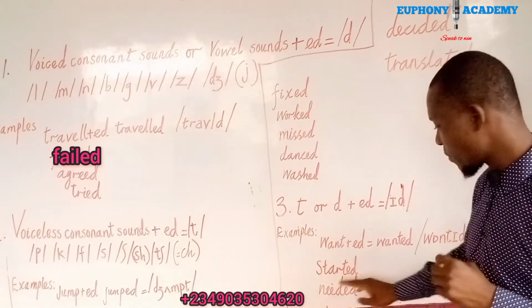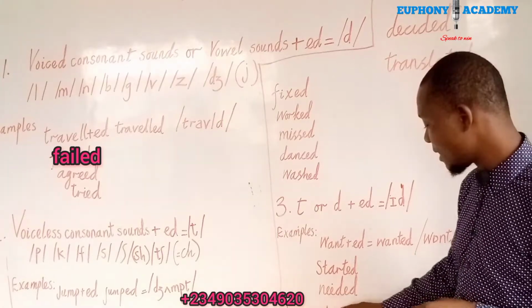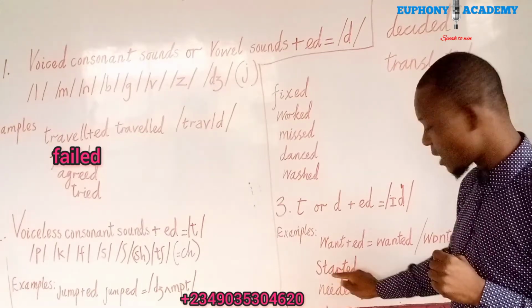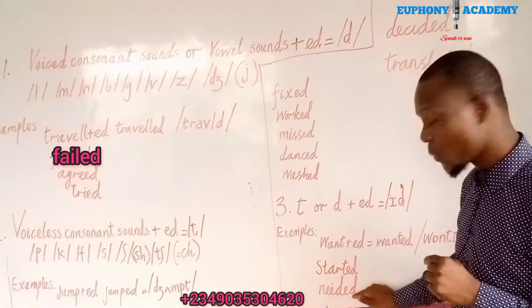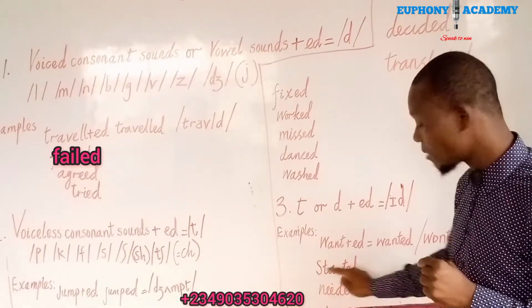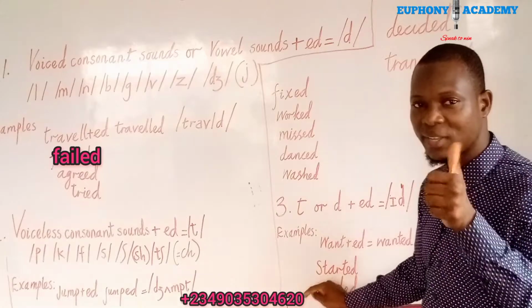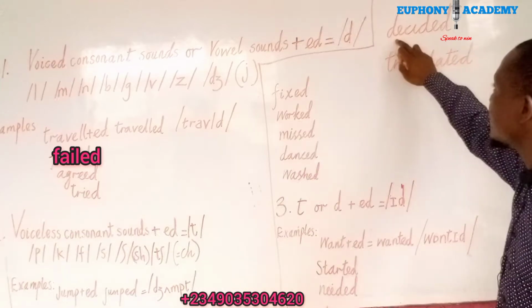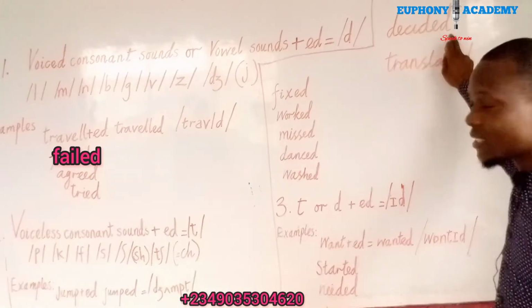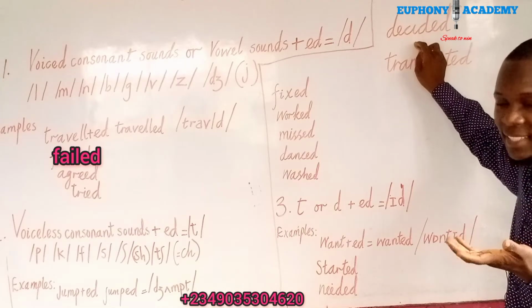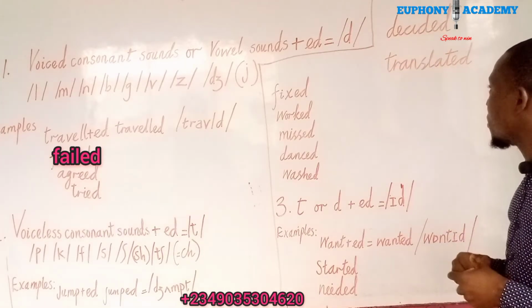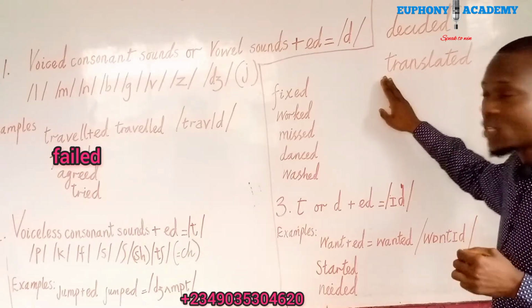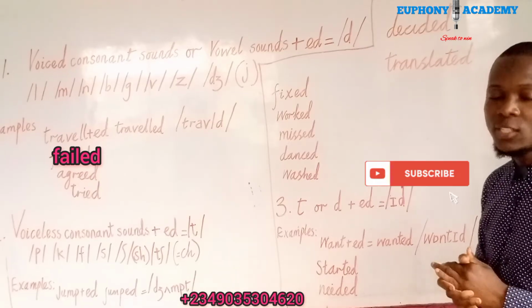Okay? Started. And the next example here, need. Needed. You can see it's the word need, ending with what sound? D. And after that we have the ed. So we have to pronounce the word as what? You get it? You have to pronounce it as needed. Needed. Okay, the next example, decided. Decided. You don't say decid-ed. Decided. And the last example here is this. Translated. So you have to pronounce it as translated, not translat-ed.